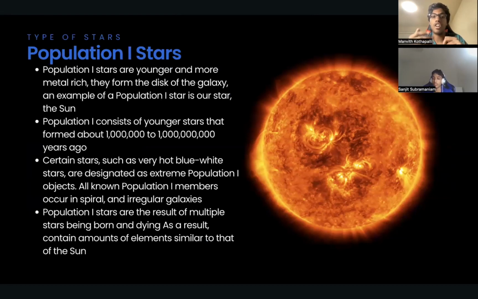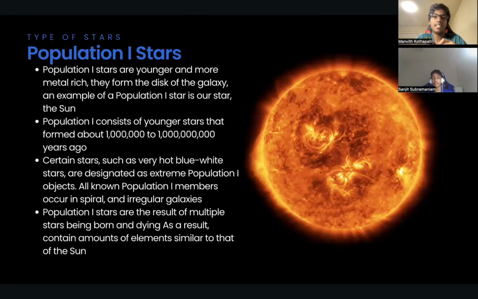Population 1 stars consist of younger stars, clusters, and associations. Basically, stars that formed about 1 million to 1 billion years ago. Certain stars, such as very hot blue white stars, are designated as extreme population 1 objects. All known population 1 members occur in spiral galaxies.